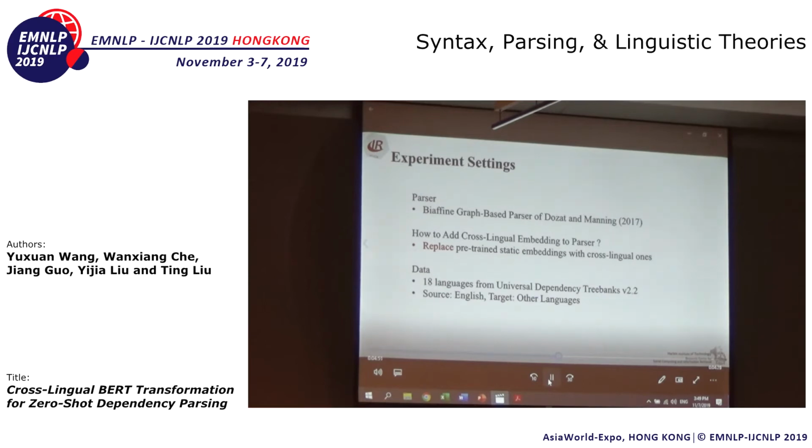For the experiment, we employed the bi-affine graph-based parser of Dozat and Manning and replaced the pre-trained static embeddings with cross-lingual ones while predicting on the target languages. We have conducted experiments on 18 languages from Universal Dependency Tree Banks version 2.2, and we choose English as the source language and all others as targets.